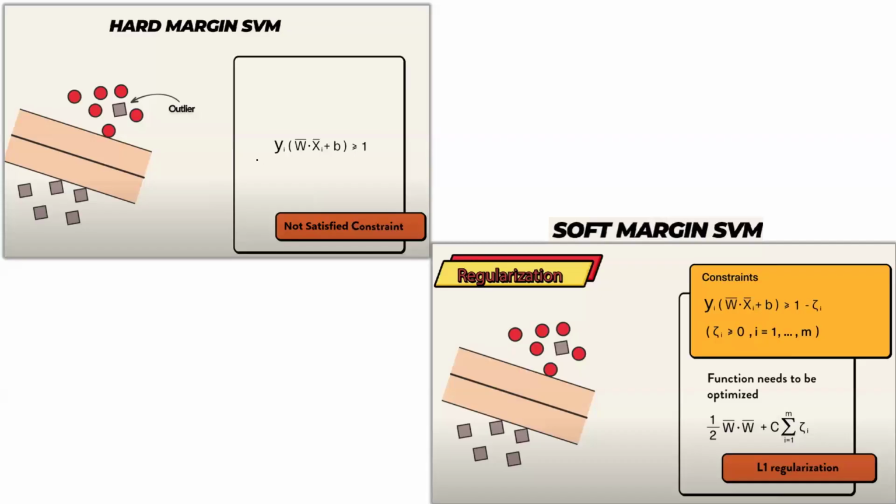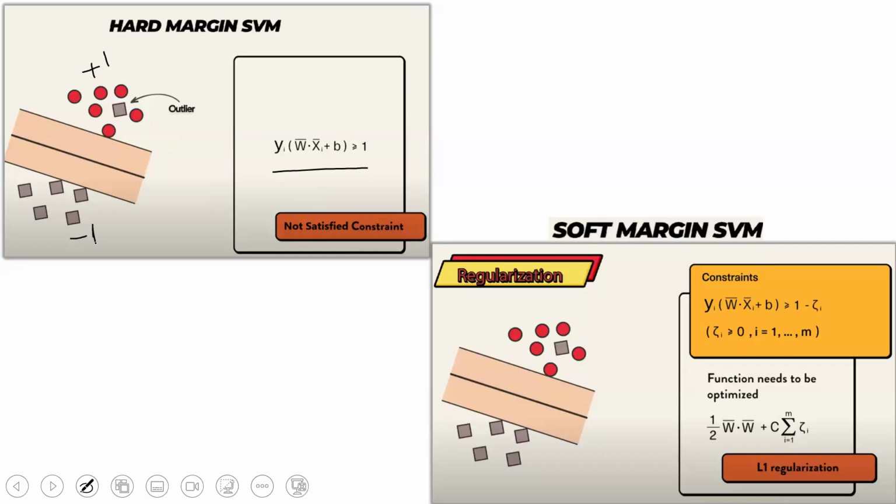Now, let's understand this carefully. So we have this outlier, right? Now we came up with this constraint for hard margin SVMs. But for this outlier, it is not satisfied, because let's take the class of these red dots as +1 and the class of these dots as -1.